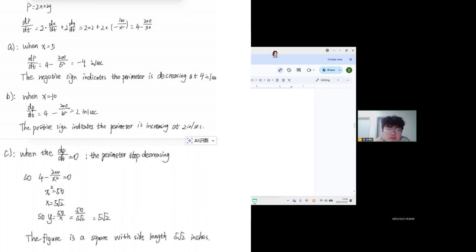We know that when dP/dt is equal to 0, the perimeter stops decreasing. So we let 4 minus 200 over x squared equal 0, and the perimeter stops decreasing. So we get x equal to 5 square root 2. So the answer is the figure is a square with side length 5 square root 2.